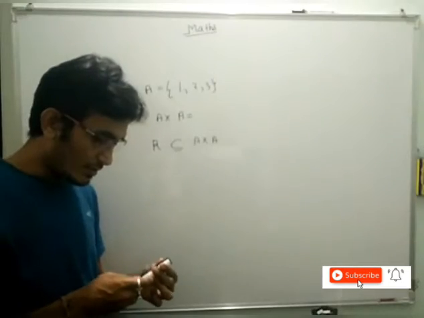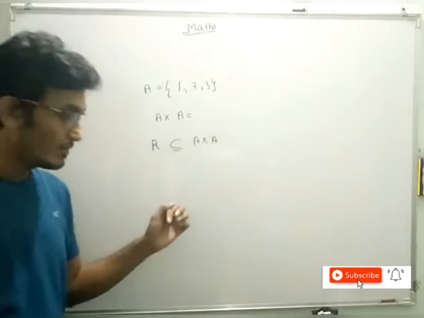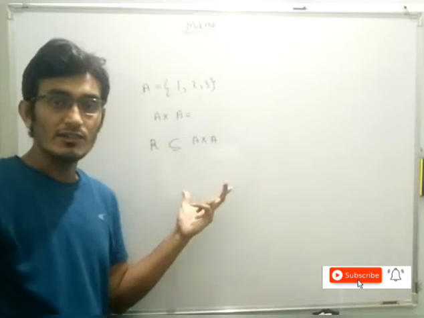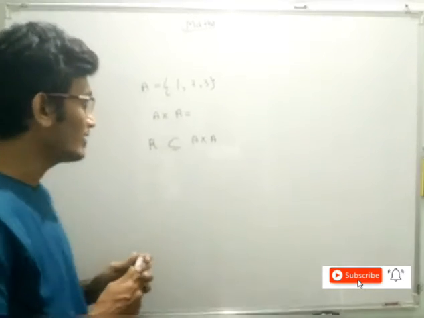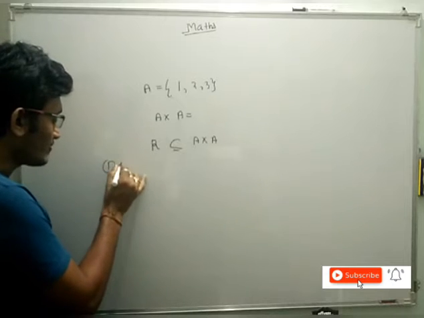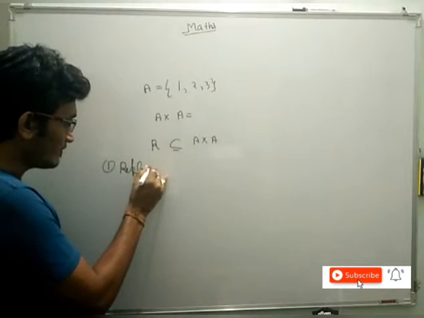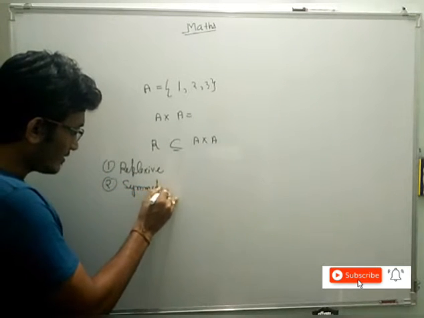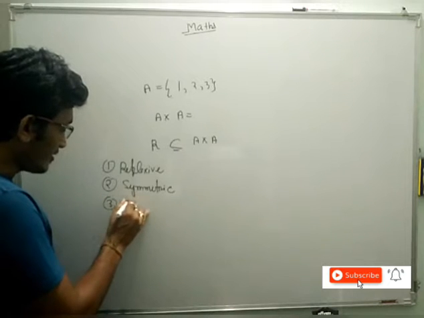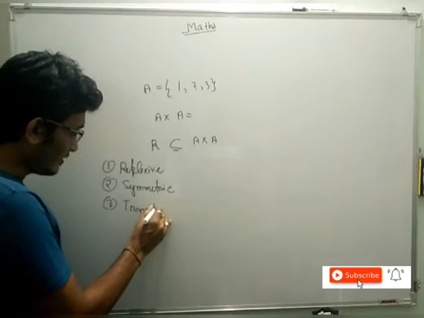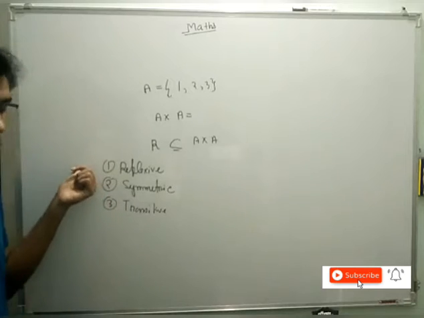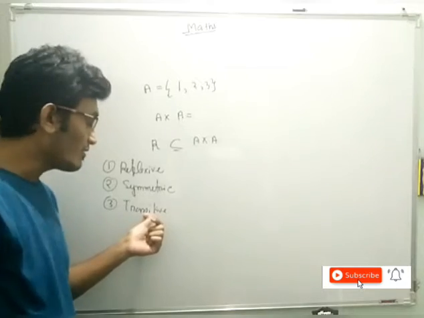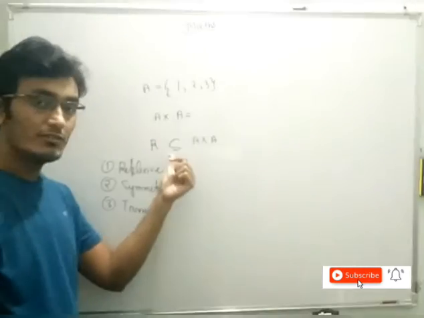After defining the relations, I will give some concepts regarding how you can classify the relations. Basically, we can classify relations in three types. The first one is the reflexive relation, the second one is the symmetric relation, and the third one is the transitive relation. Now I will explain them one by one.